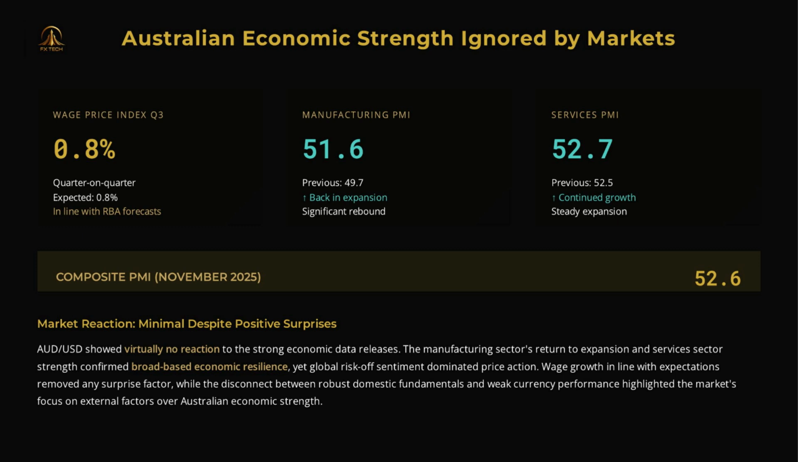Under normal circumstances, this combination of solid wage growth and expanding business activity would provide meaningful support for the Australian dollar. However, the market's complete indifference to these positive surprises underscores how global risk sentiment dominated all other considerations. Domestic economic strength simply couldn't compete with external headwinds this week.